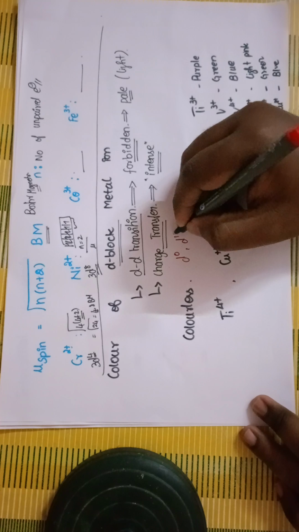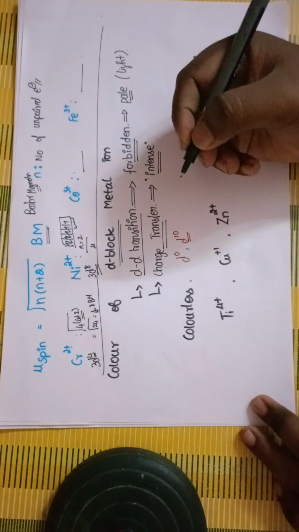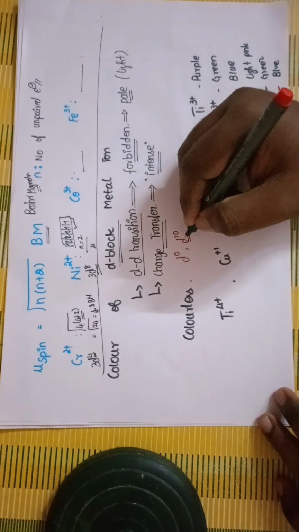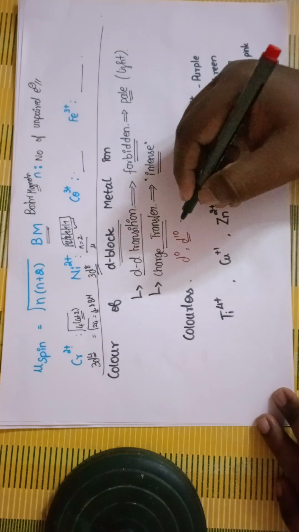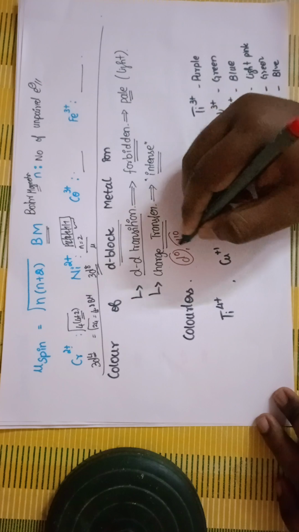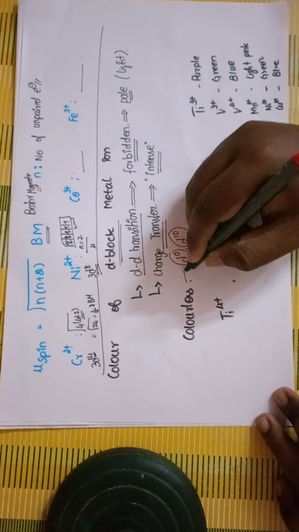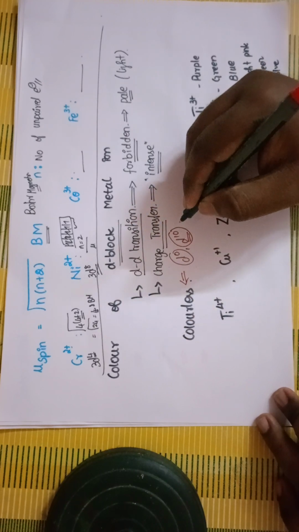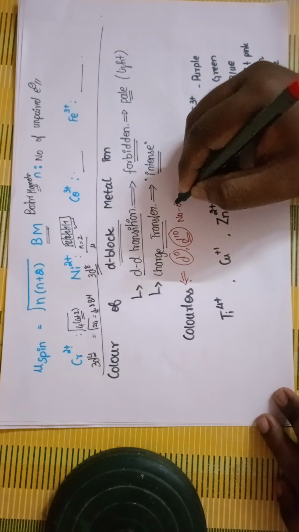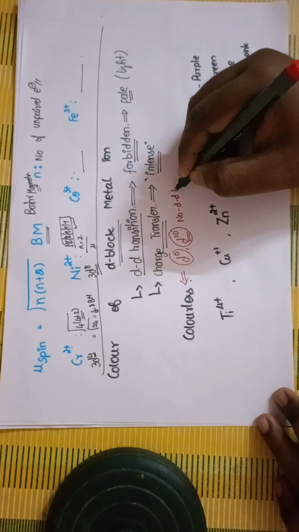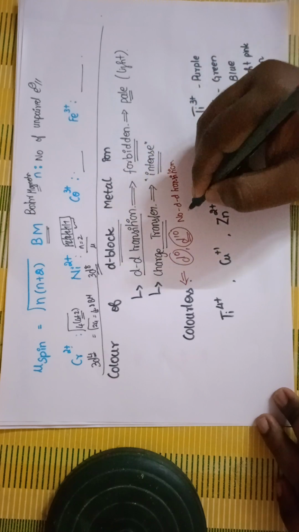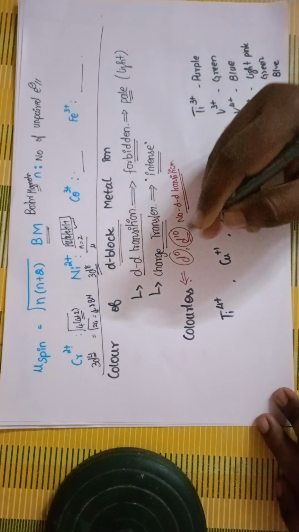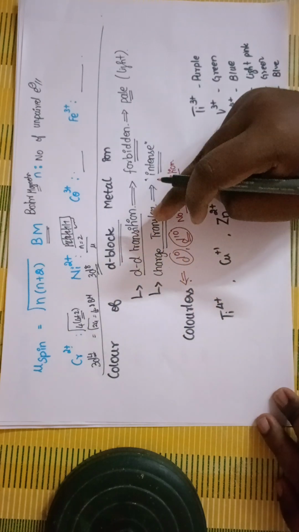d0 or d10. In d10 there will be no d-d transition because all the d orbitals are completely filled. In d0 there is no d electron. So in d0 and d10 there is no d-d transition. I am not saying the compounds are colorless. It will not get color due to d-d transition. If it is colored, it means that charge transfer will happen.